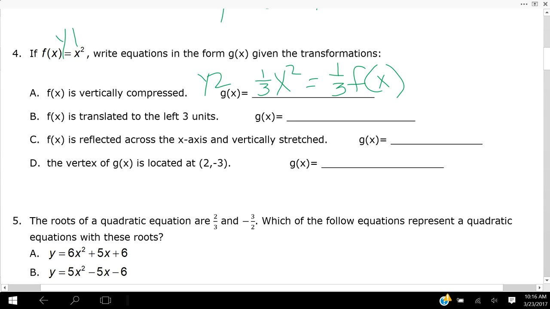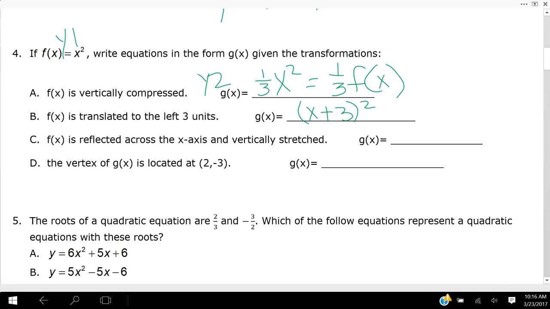If I'm translating it to the left, that's when I have to put it in parentheses. So I need to have my x in parentheses plus 3, because if I want to go left, I put a plus or a minus negative. And then I put the square on the outside. And then I'm going to go to my calculator, put that into Y2, make sure it actually moved to the left like I think it does.